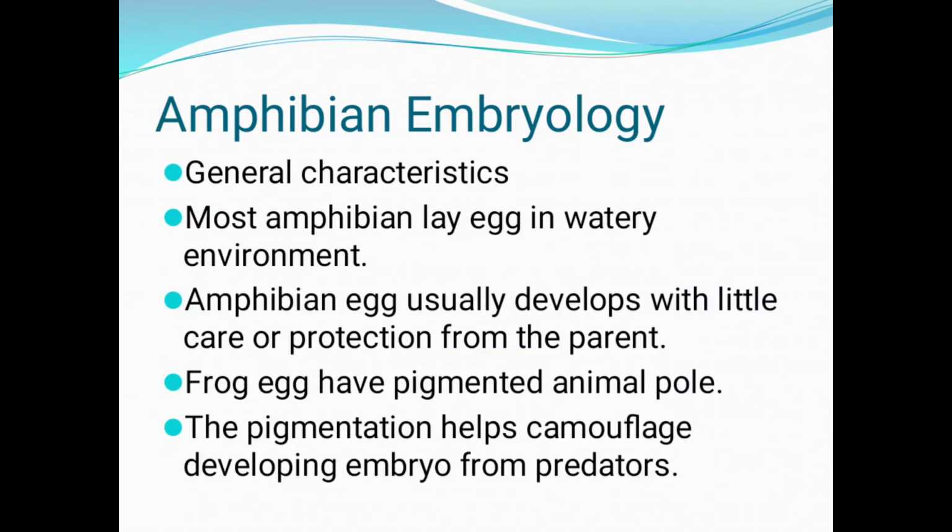Now, amphibian embryology. The general characteristics of amphibians are the following. Most amphibians lay eggs in a watery environment. Amphibian eggs usually develop with little care or protection from the parent. Frog eggs have a pigmented animal pole. This pigmentation helps camouflage the developing embryo from predators.